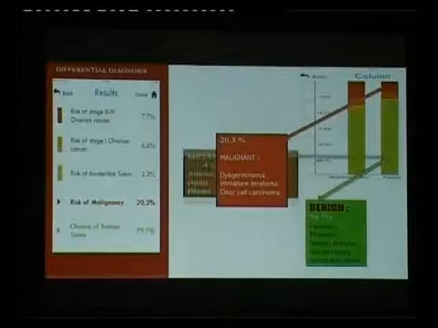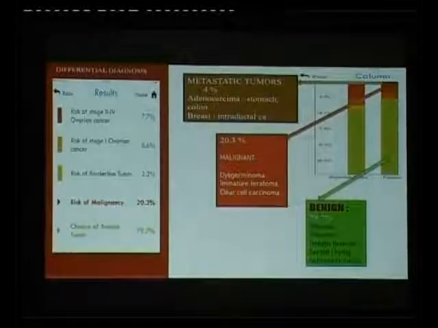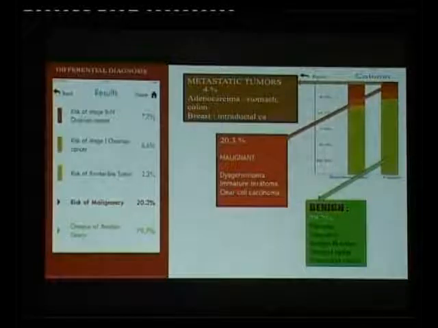So let's look at what the differential diagnosis tells us. If it was benign, 79% of the time, it could be a fibroma, thecoma, benign Brenner, Sertoli, or a sclerosing tumor. If it is malignant, we are dealing with either a dysgerminoma, an immature teratoma, or a clear cell carcinoma, and if it was metastatic, it could be an adenocarcinoma or an intraductal breast tumor, which we excluded already.